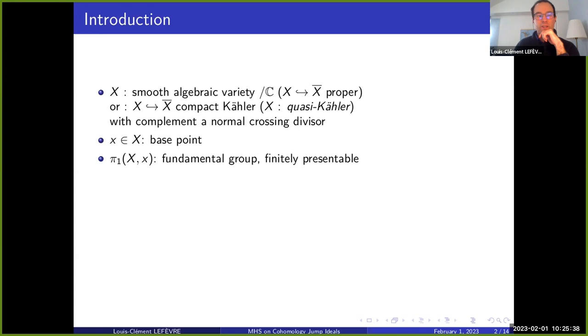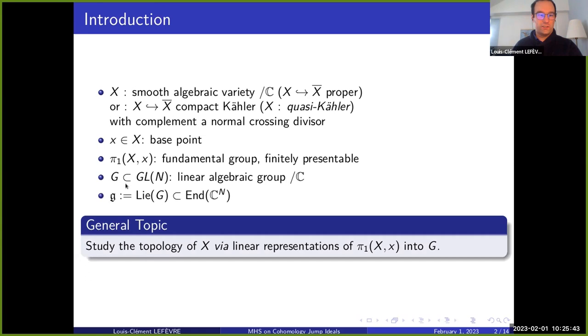And I take G, like this, any linear algebraic group over C, but it comes with a fixed embedding into some GL_n. In this case, the Lie algebra, small g, is embedded as a subalgebra of the endomorphisms of C^n. And the general topic is to study the topology of X via its linear representations into the group G, and hopefully to derive constraints on the topology of X via its possible representations.